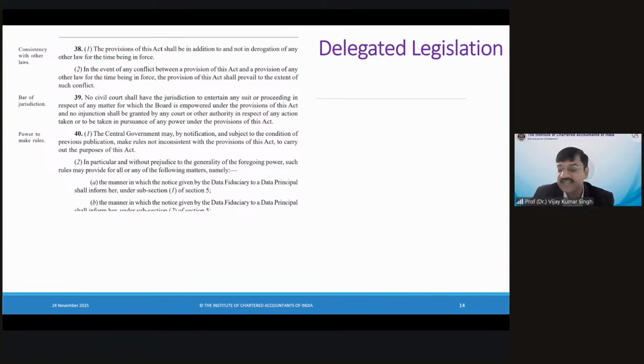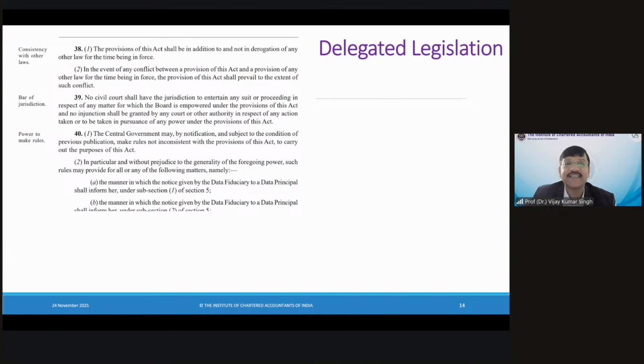However, Section 38 says that there should be a harmonious construction of laws. So you can read the provision. It says the provisions of this Act shall be in addition to and not in derogation of any other law for the time being in force. So you have to read them together. So it does not mean that the DPDP Act has come up, so all other legislation will go away or they will have no relevance, right?